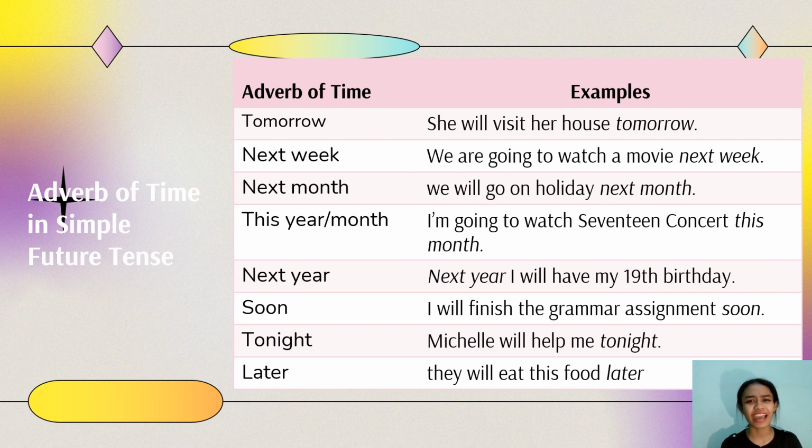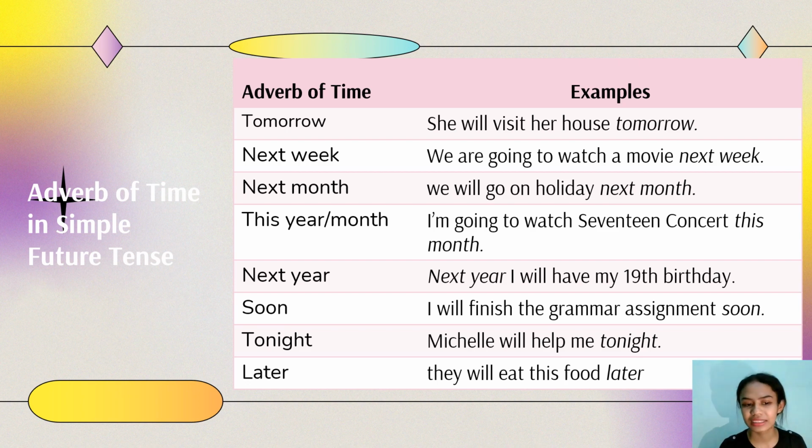On 28th or 20, I don't know. And next year, I will have my 19th birthday in February. Soon, I will finish the grammar assignment soon. Tonight, Michelle will help me tonight. Last, later, they will eat this food later.